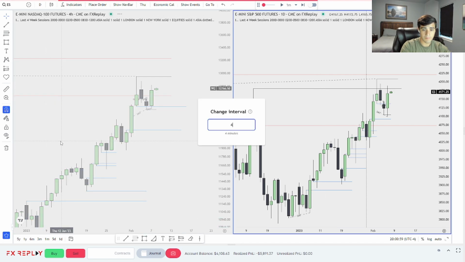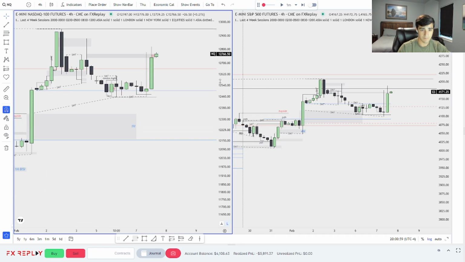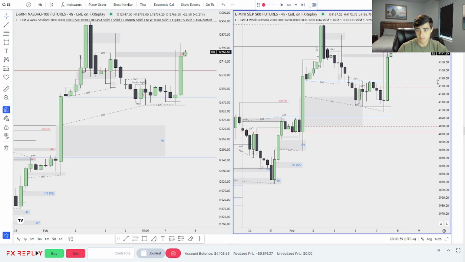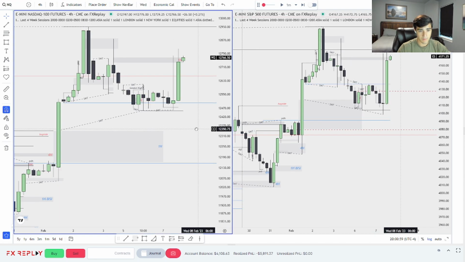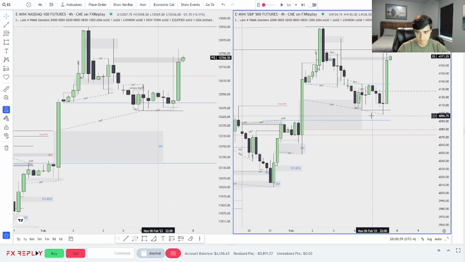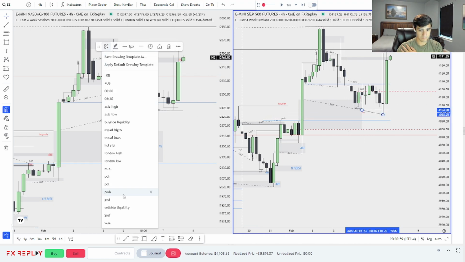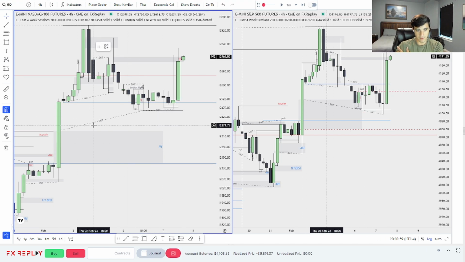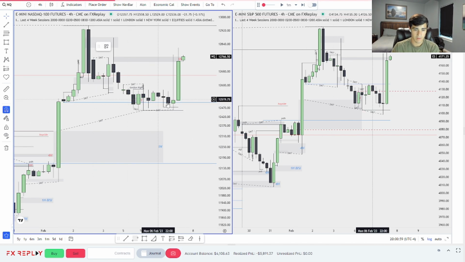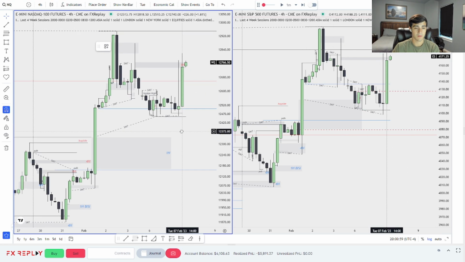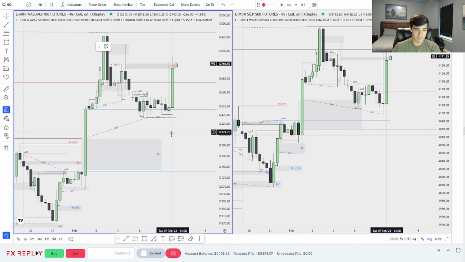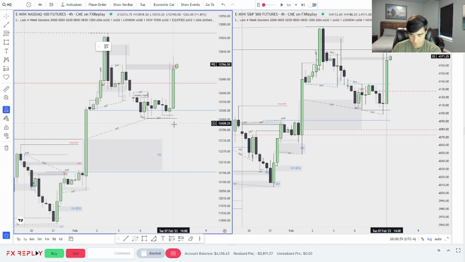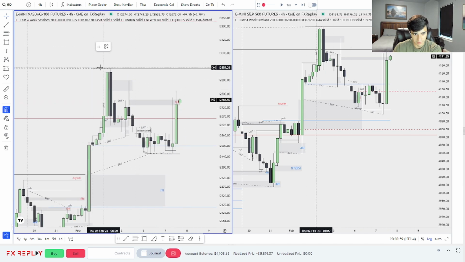Four hour. What do we see? Number one, we get our higher time frame SMT. Now we have another SMT, rebalancing the daily imbalance. Now price is distributing higher. We're going to target this high right here.